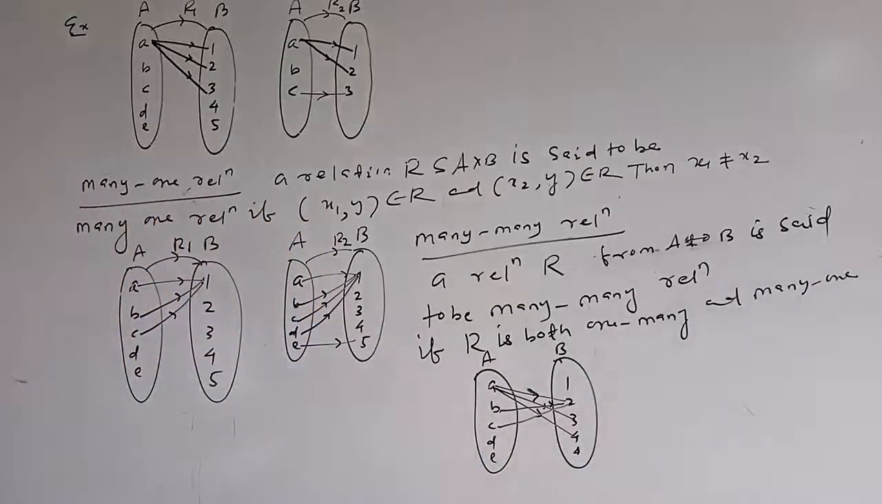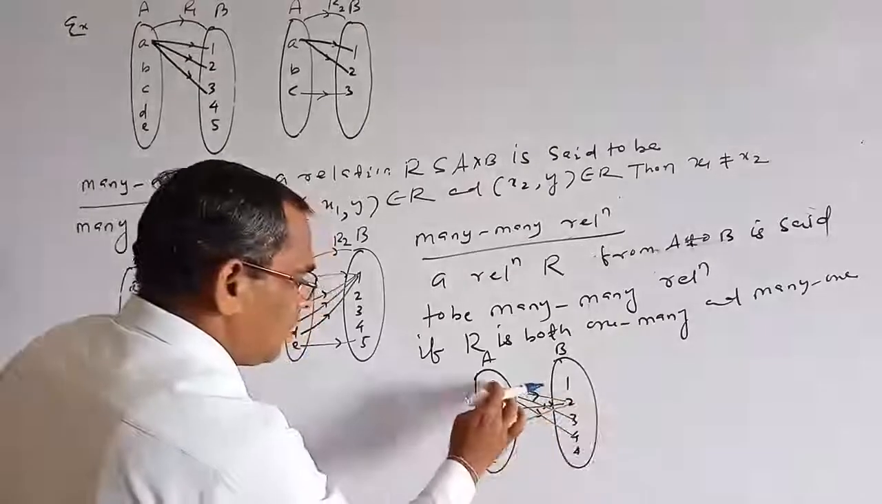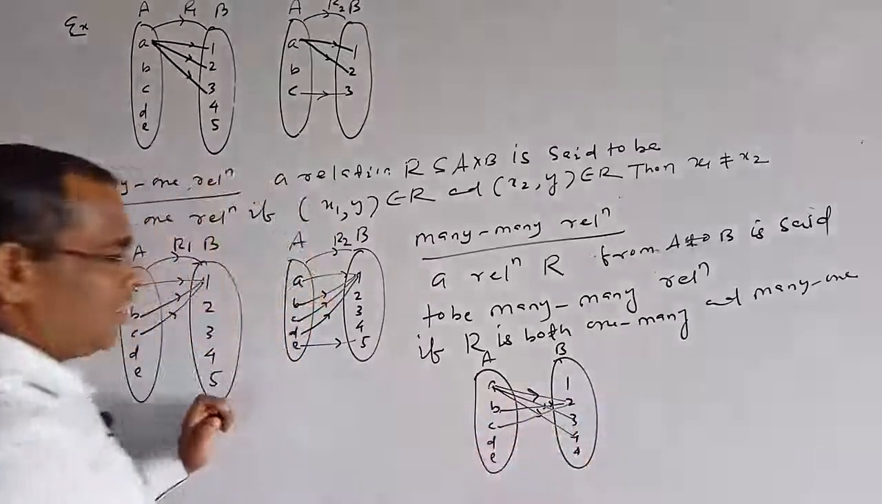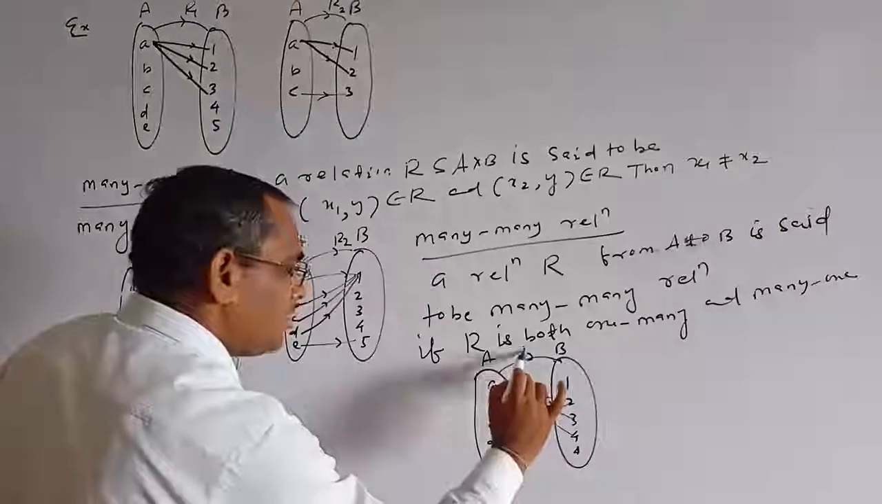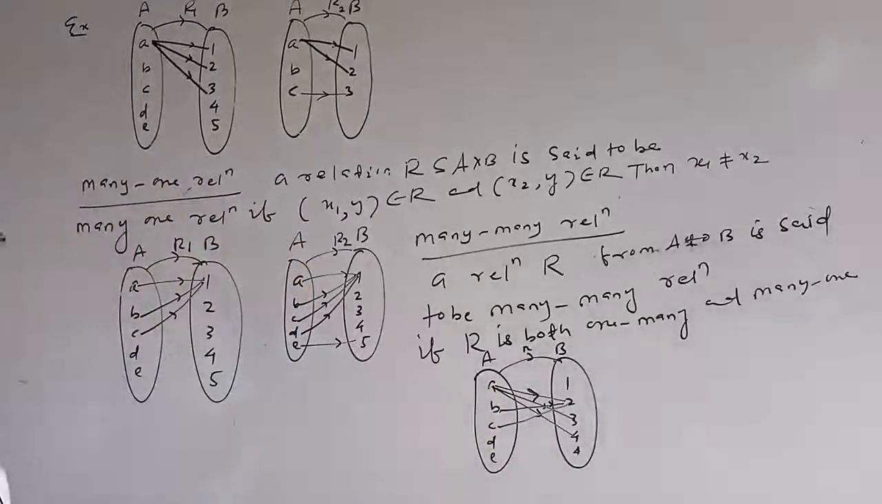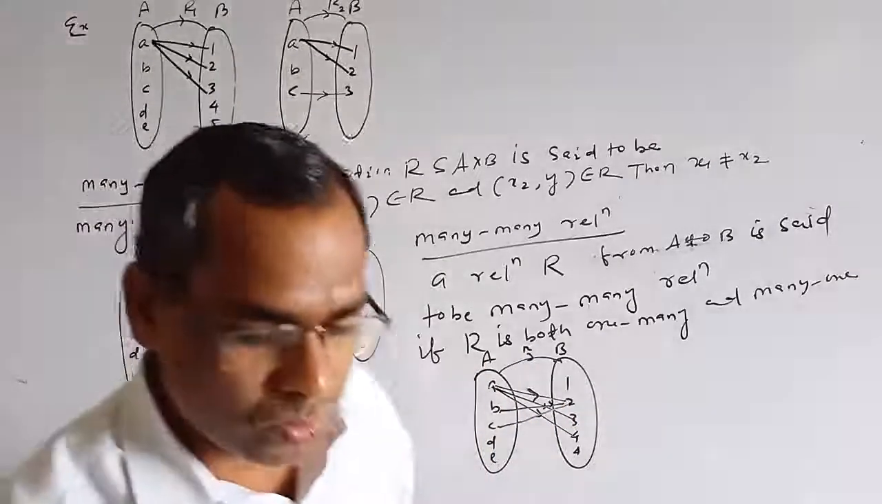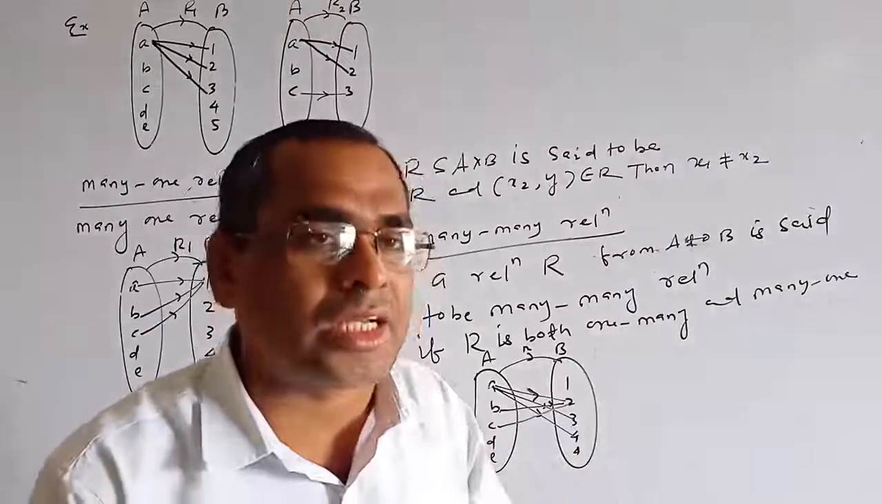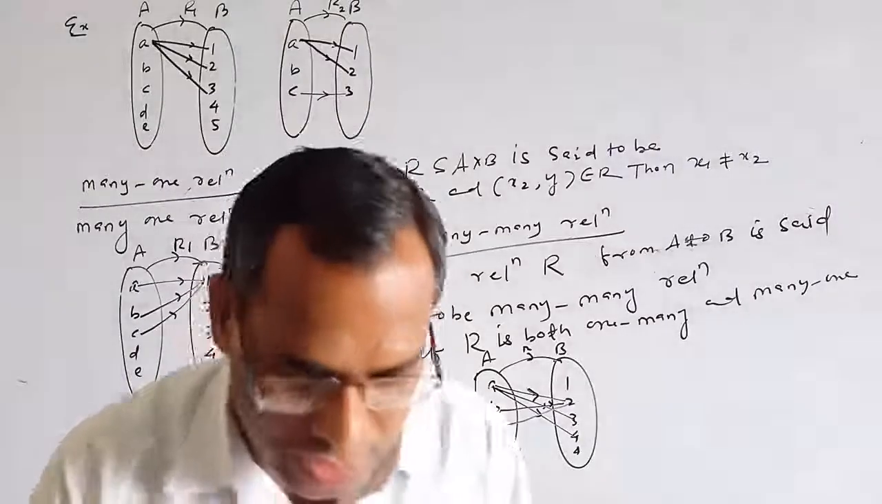So this is many-many because it contains one-many and many-one. So this is a many-many relation. Okay. So in the next class we will do what is a relation on a set A. Relation on set A. Thank you.